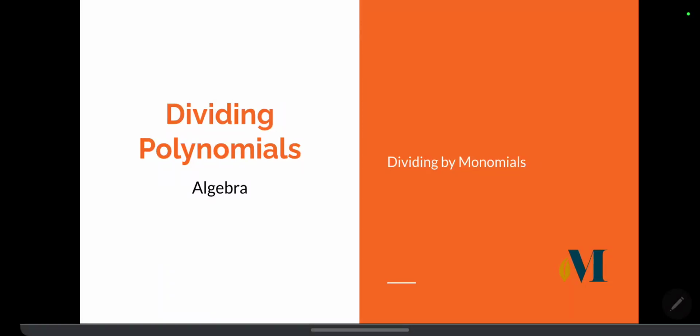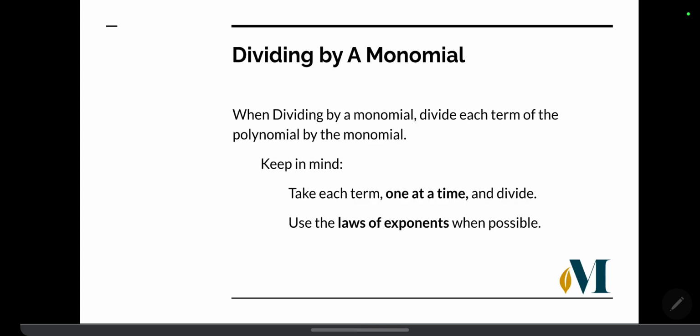Okay, good day, learners. Let's talk about dividing polynomials. With this, we're going to divide by monomials. So let's get to it.